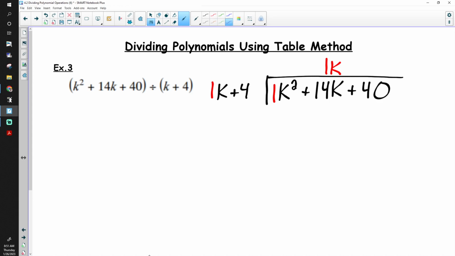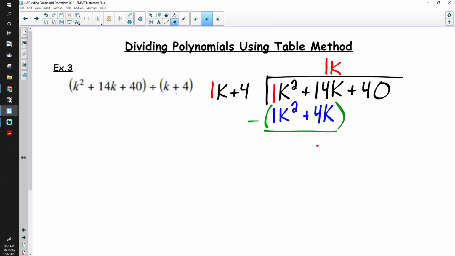Okay, and now we multiply, which I didn't really mention, but why do we multiply both things? Which property is that? Like if I'm multiplying 1k plus 4 by 1k, I have to do the distributive property. That's why we multiply both things. So 1k times 1k is the 1k squared. 1k times 4 is my 4k. Okay. Now subtract. You got it. Subtract, subtract, subtract.